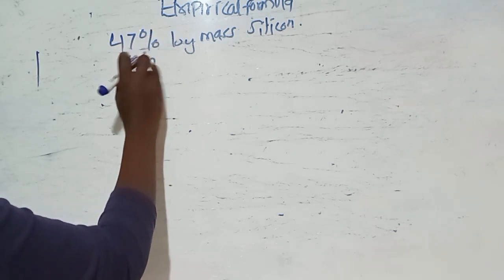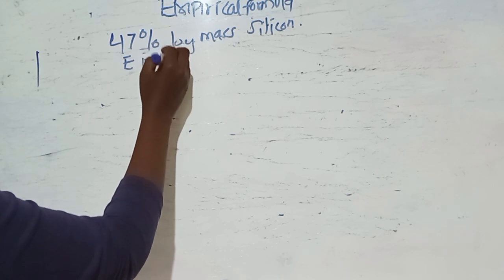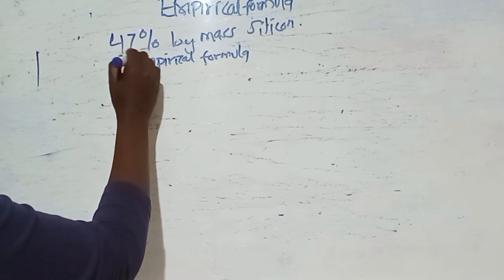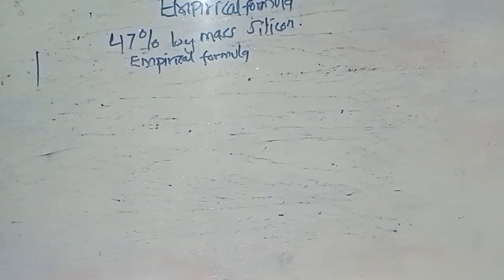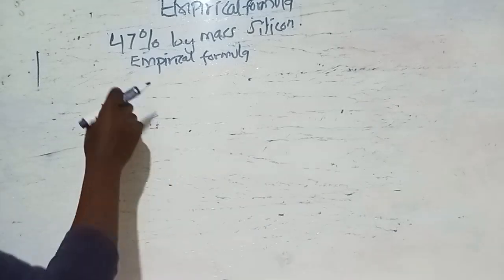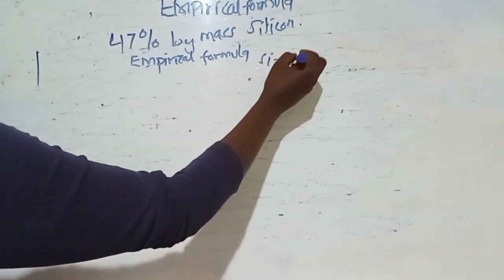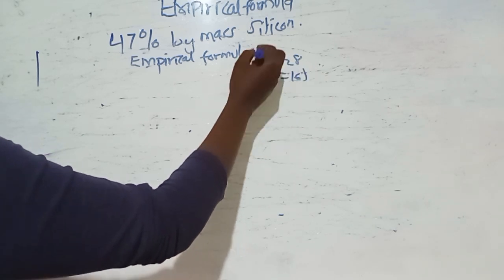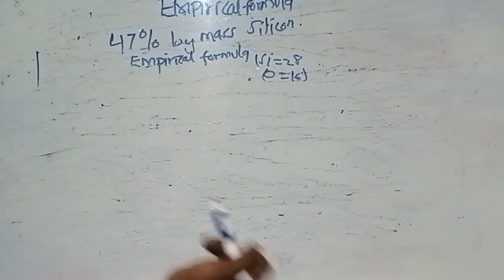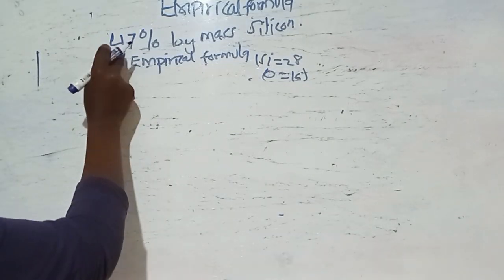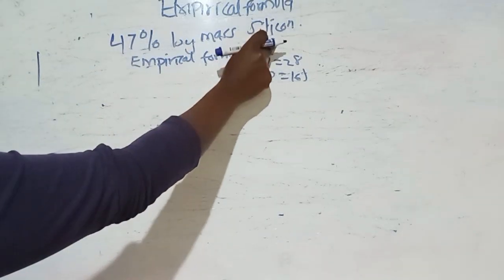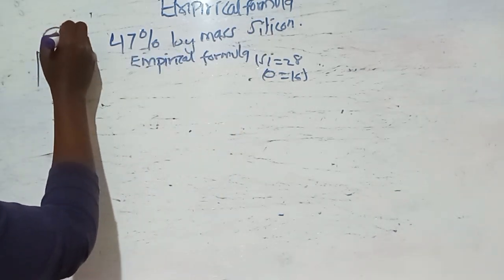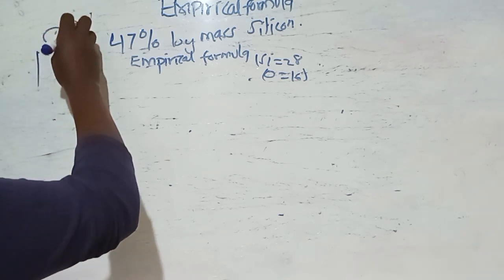You're told to give the empirical formula. The first thing you do is note the mass of silicon as 28 and oxygen as 16. We've been told this oxide contains 47% by mass silicon. It's an oxide of silicon, so the compound is silicon oxide.